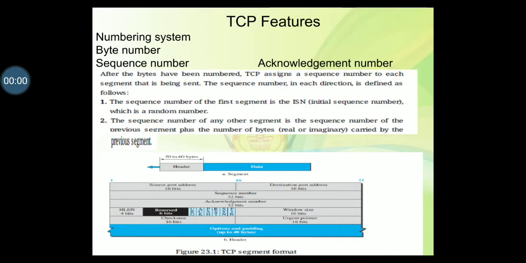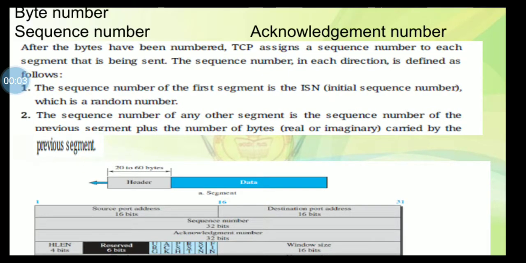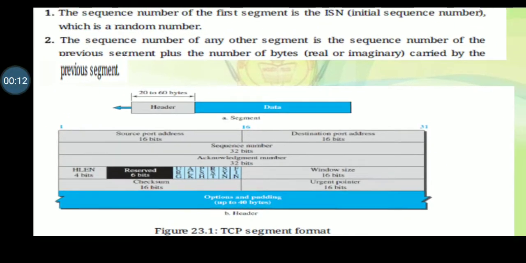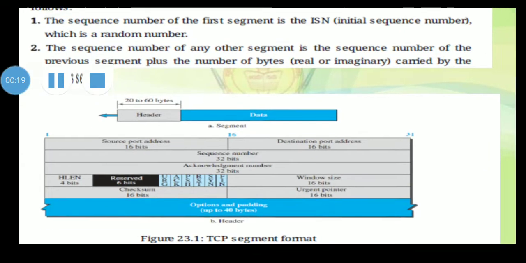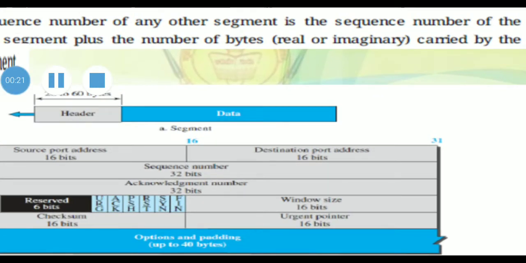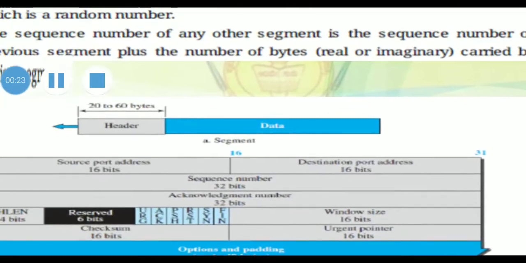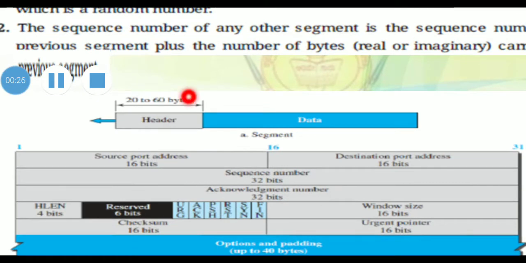Friends, in this lecture, we'll see about the segment. Whatever is a packet in TCP is called a segment. Now we'll discuss the format of the TCP segment. This diagram shows the TCP segment format. You can see that the header is 20 to 60 bytes, followed by the data. Then this is a segment.